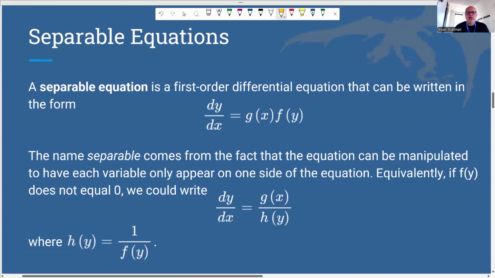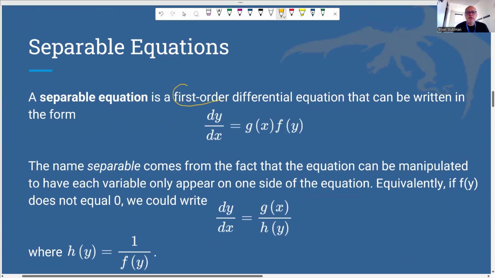So what a separable differential equation is: first order, which means I only have the first derivative, and it can be written where dy/dx is some function of x times some function of y. The reason it's separable is that I'm going to divide, put f of y on one side and put the dx on the other side, so each variable shows up on one side of the equation. So if f of y is not equal to 0, I can multiply by 1 over f of y, and if you move things around, I get h of y dy equals g of x dx.